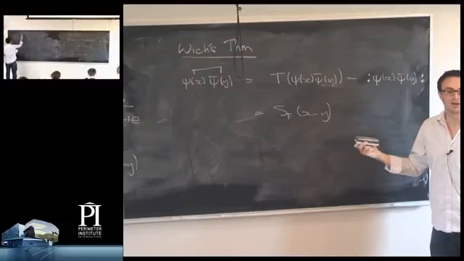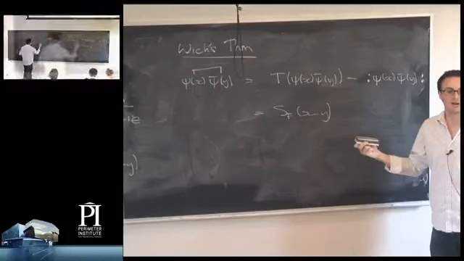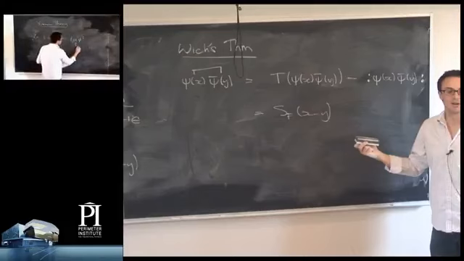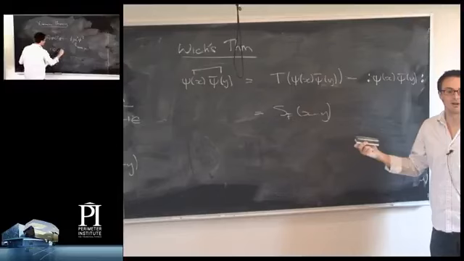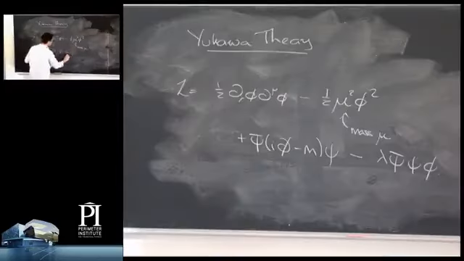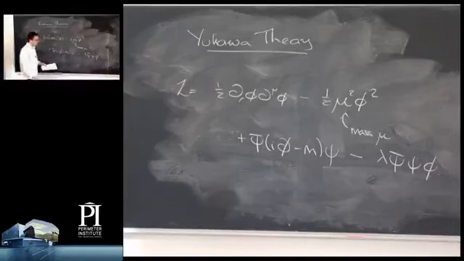Okay, so the theory we're going to consider is Yukawa theory. It's going to be a single real scalar field, and I'm going to call the mass mu. And then I'm going to add to this a Dirac fermion whose mass is m. And this interaction.